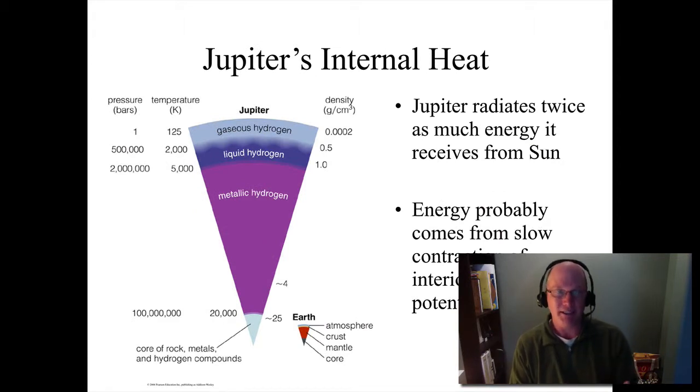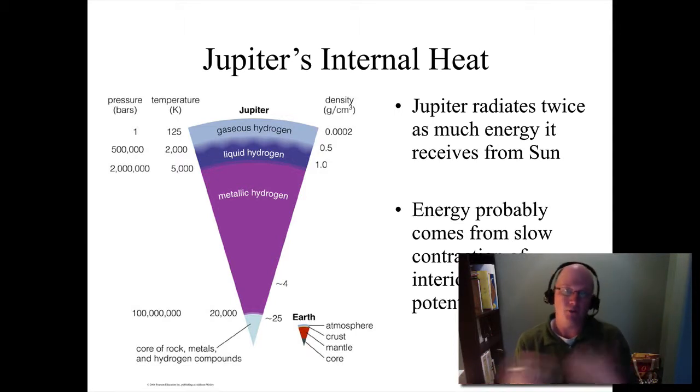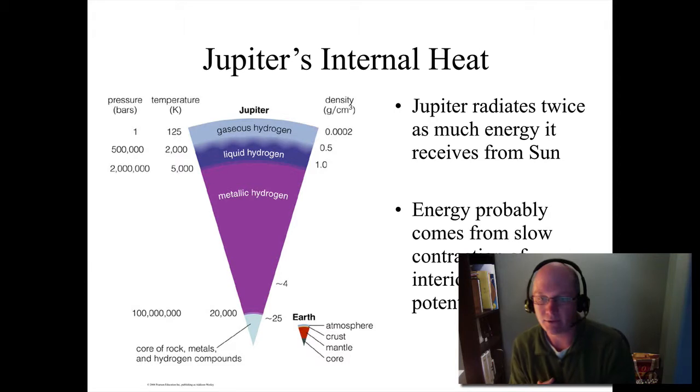Okay, one of the interesting things about giant planets is that because they're being compressed by gravity, they have to radiate that energy away somehow. And Jupiter, in particular, radiates about twice as much energy as it receives from the sun. That contraction of this gravitational mass is generating a lot of energy, and that energy just radiates out from the surface, and it's released in the form of radiation.